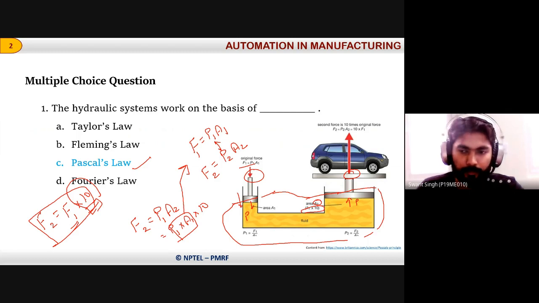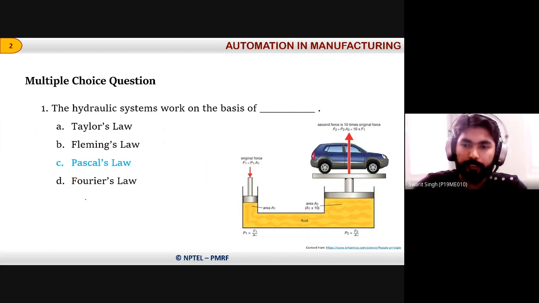This is a very simple concept that I have just explained. It's just for refreshing your concept. So I hope it is very understandable. So moving to the second question.